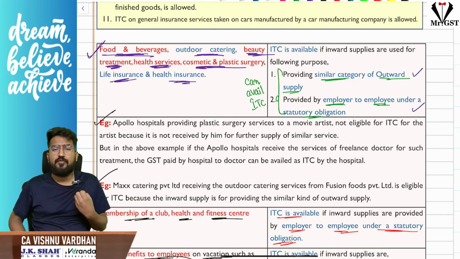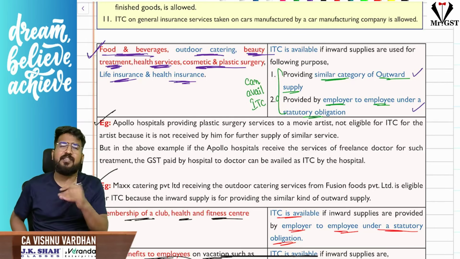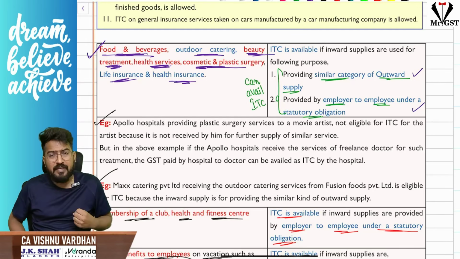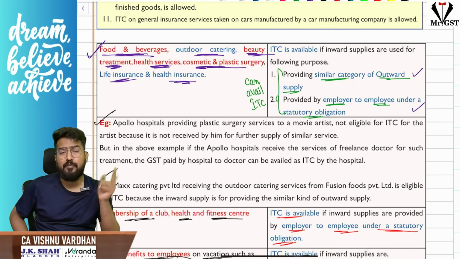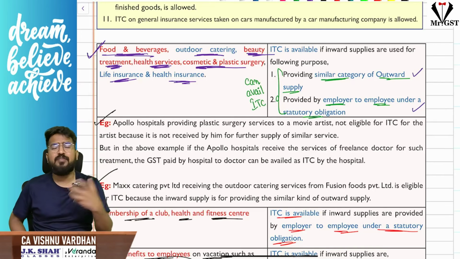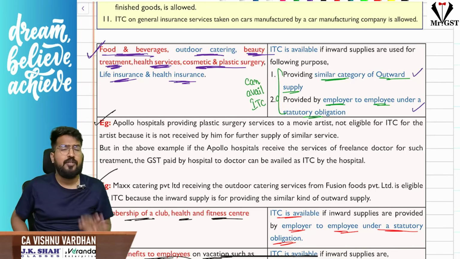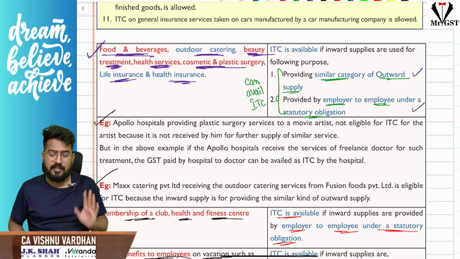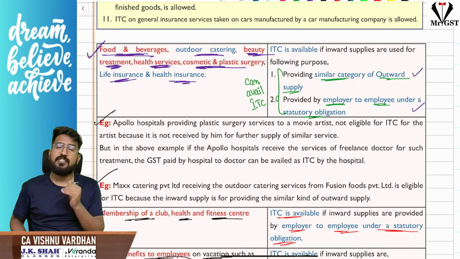So I am buying food and beverages for my office purpose, for my employees, etc. I cannot take ITC, but I am buying that to give to employees as a statutory obligation. Remember, company policy is different, statutory obligation is different. Your company policy is something you voluntarily created. Statutory obligation, law has mandated that on you. So both are different. Please understand that. So it is not as a part of your company's policy, but it is as a part of statutory obligation.